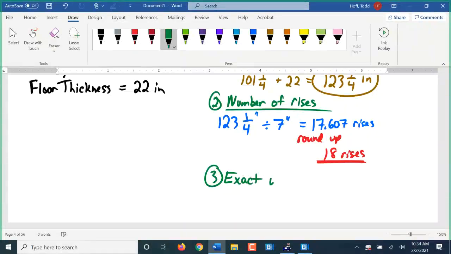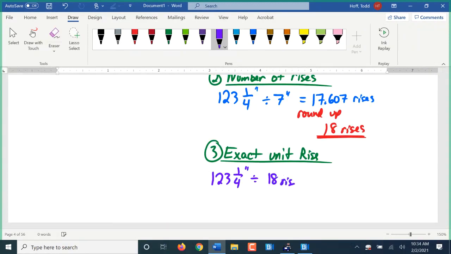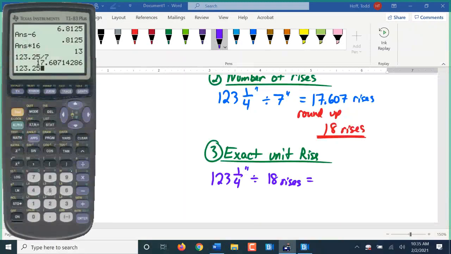So then we find our exact unit rise, which is, once again, our total rise of 123 1/4 divided by 18 rises. 123.25 divided by 18 is 6.8472.